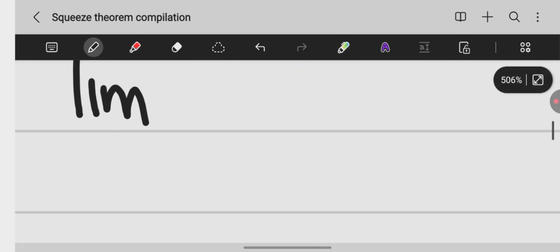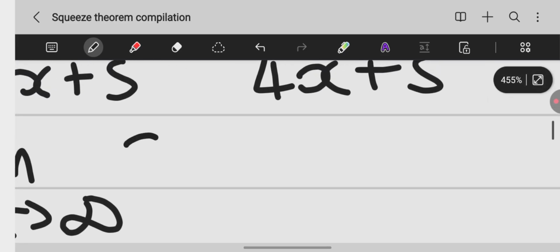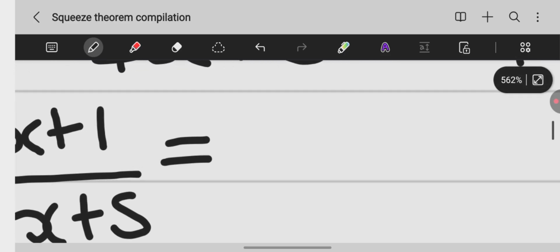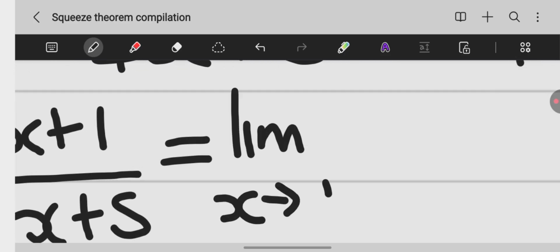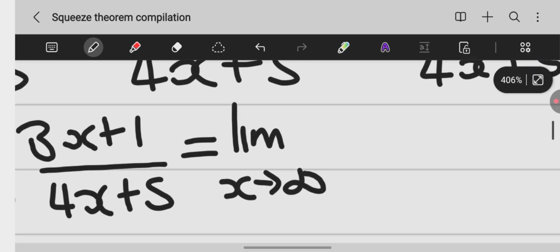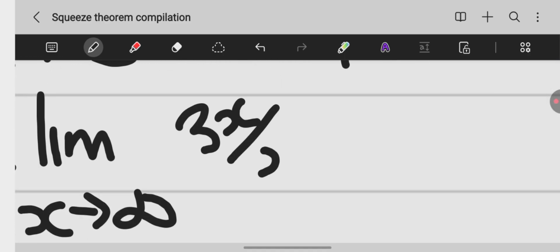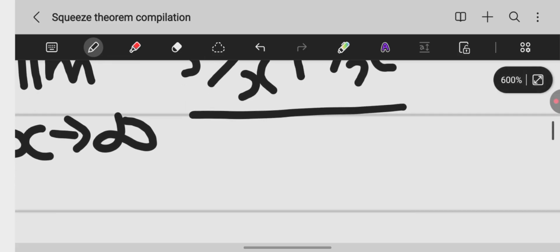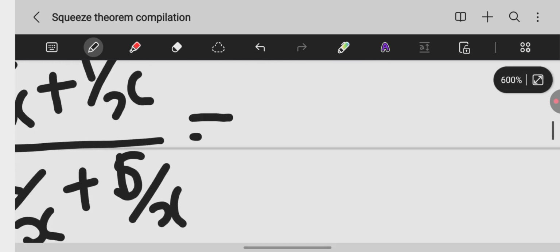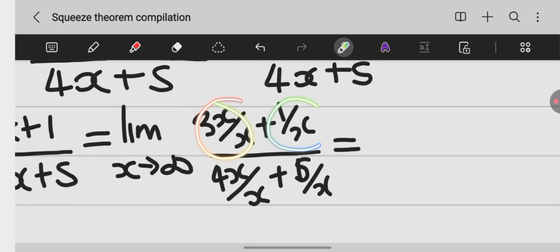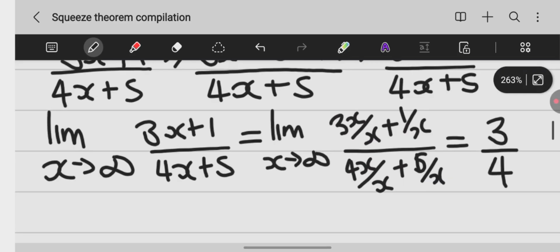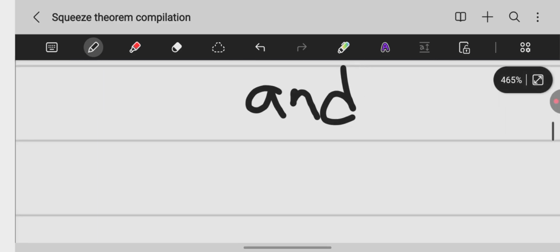So the limit as x approaches infinity of 3x plus 1 all over 4x plus 5. This basically would be the same as the limit as x approaches infinity, and our highest degree on the denominator is x to the power 1, so we divide everything by that: 3x over x plus 1 over x, 4x over x plus 5 over x. If you think of it, this would give you 3, a 0, 4, and a 0. So you literally just have 3 over 4 as your answer. And let's now find the limit on the other side.